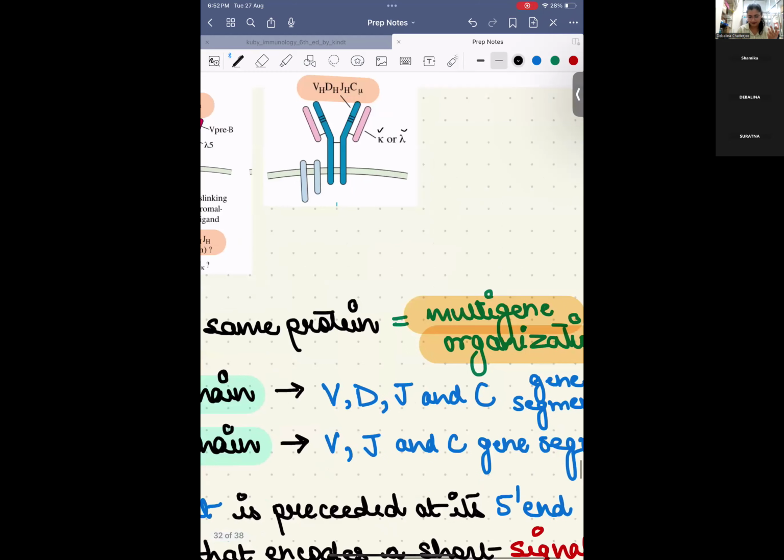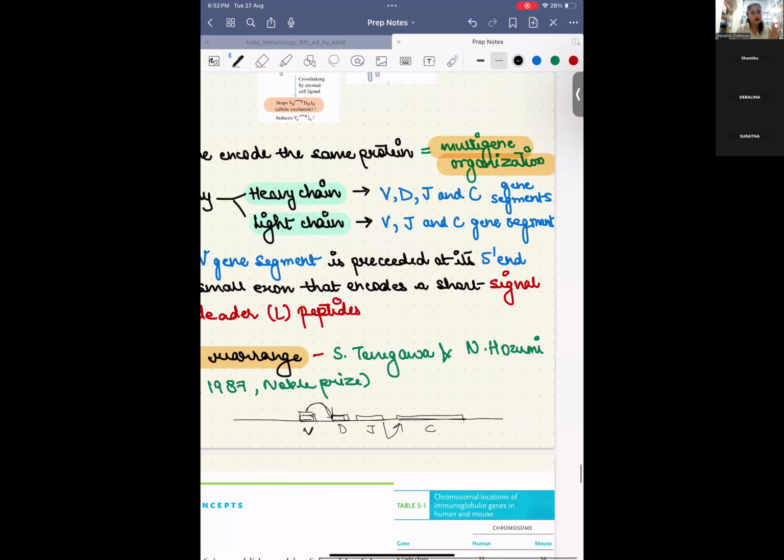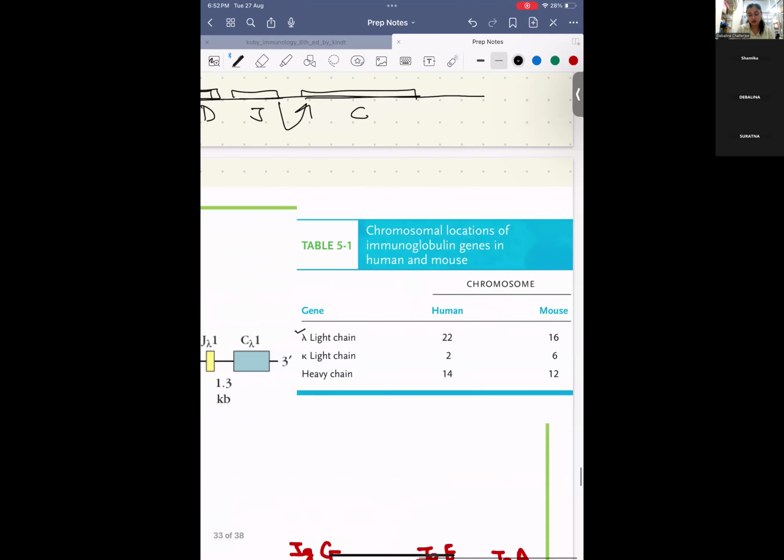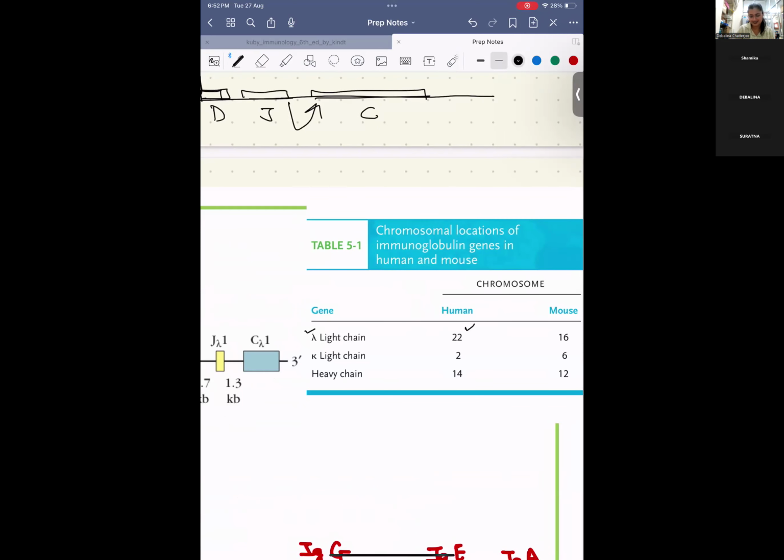So, just a comparison: the genes that make up the lambda light chain are, in humans, on chromosome number 22. In mouse, it's 16, and kappa 2 and 6. For the heavy chain, based on the different heavy chains that come up, we have different isotypes, but the genes for all of them are arranged on the same chromosome. So this is just a factual detail that you might want to remember.